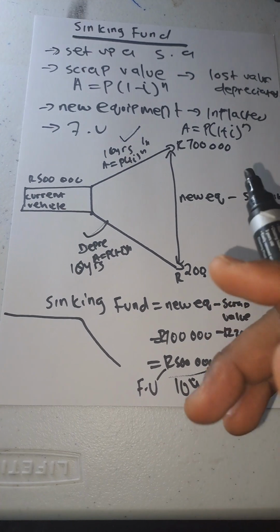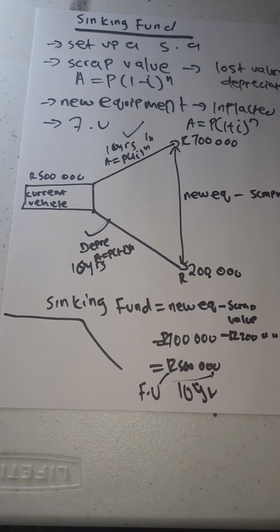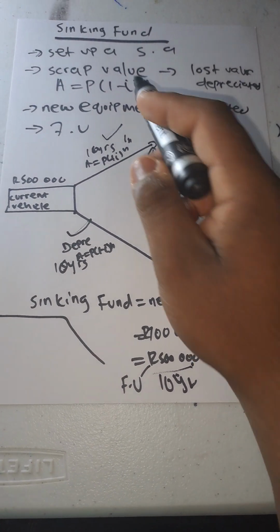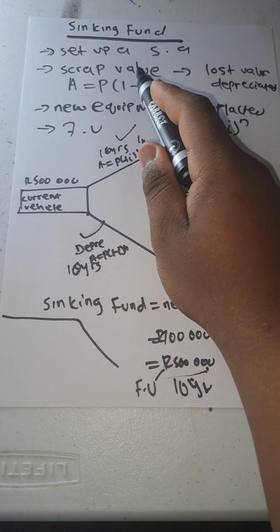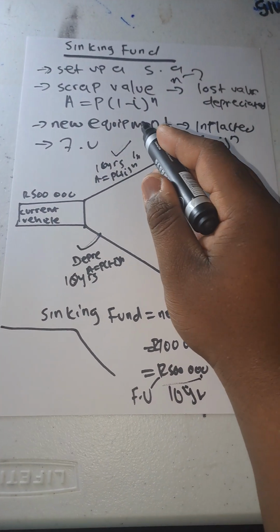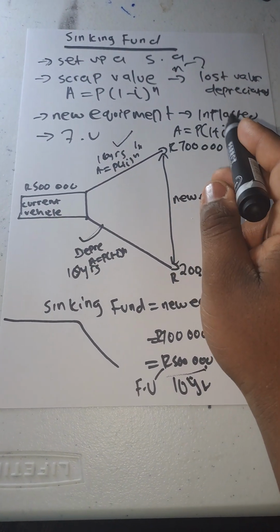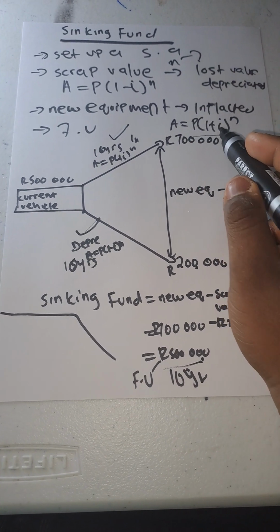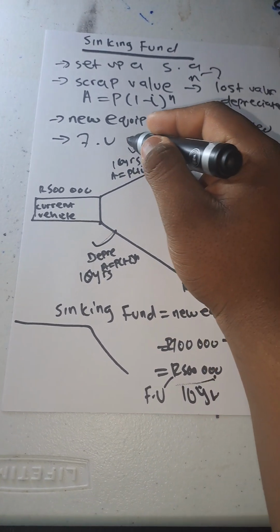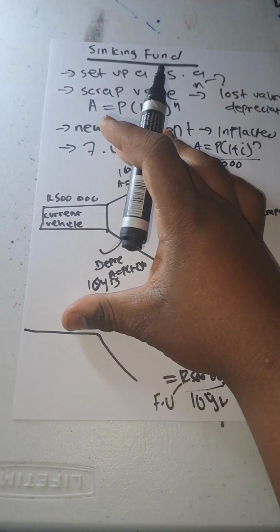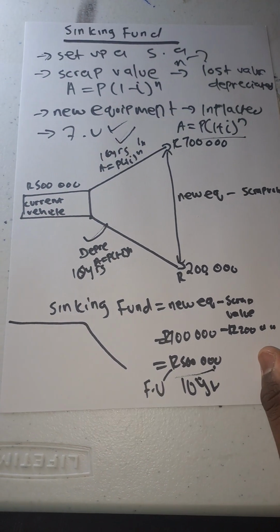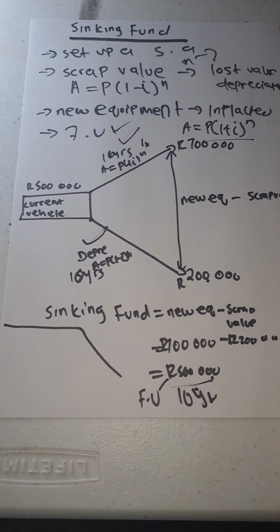So a sinking fund is basically when a company sets up a savings account to replace the current item in the future. This is the one that we'll be using. It is going to be referred to as scrap value after a certain number of years. This one will be a brand new equipment after a certain number of years. But now it will have been inflated. It will be more than what they spent to buy this thing. And then we use a future value formula. So this is how this thing works. Sinking fund: new equipment minus scrap value. You understand? So I hope you enjoyed this whole thing about the sinking fund.